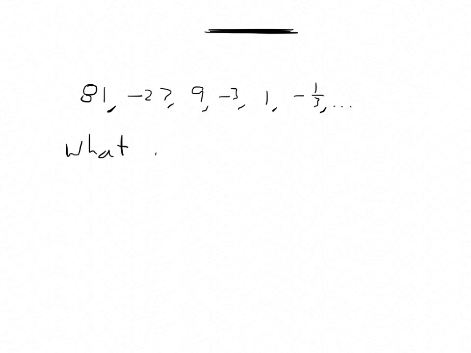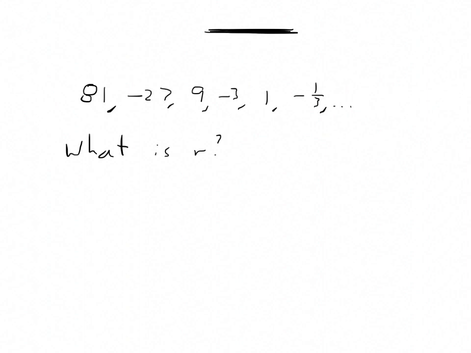So let's take a slightly stranger example this time. Let's say we have 81, negative 27, 9, negative 3, 1, negative 1/3, and so on. I could ask, what is the common ratio? What is the common ratio of this sequence? In other words, what do you have to multiply by each time to get the next term in the sequence?